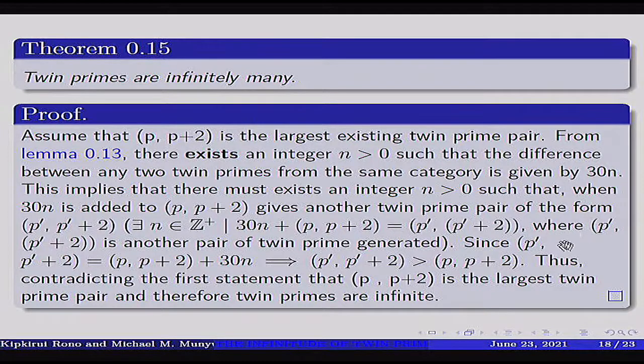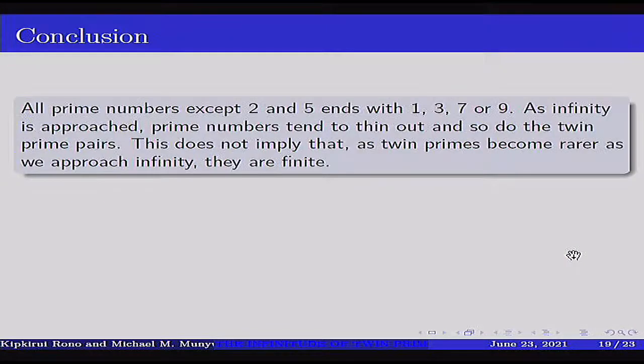Thus, our theorem is proven: there are infinitely many twin primes. So in our conclusion, all twin primes have been categorized into 3 based on the last digit. And another thing, twin primes are infinitely many.